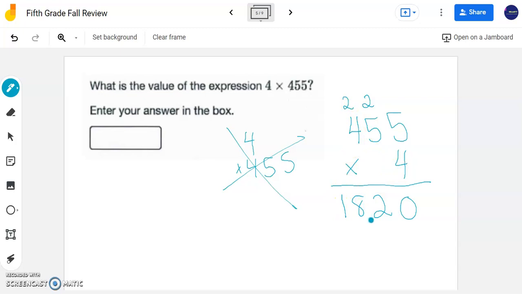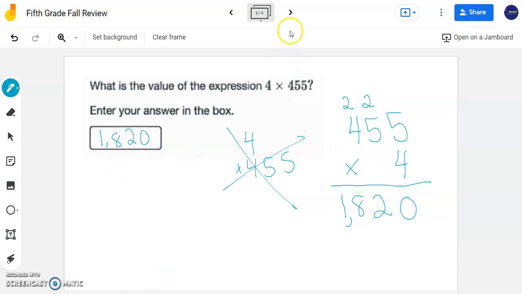Now I use the standard algorithm for this approach, but feel free to use partial products, the lattice multiplication method, or even try the ancient Egyptian multiplication method or the Japanese method as well. You pick what works for you. So now I'm going to take 1,820 and type my answer in the box on my computer screen. And as always, make sure whatever you wrote on your scrap paper is exactly the same as what you're writing in your box.